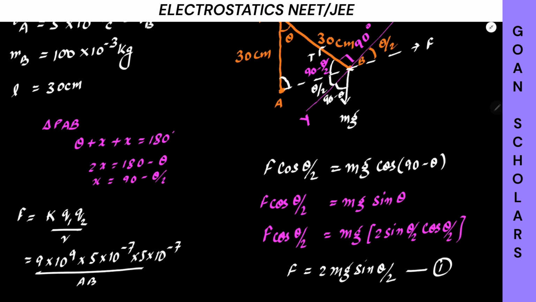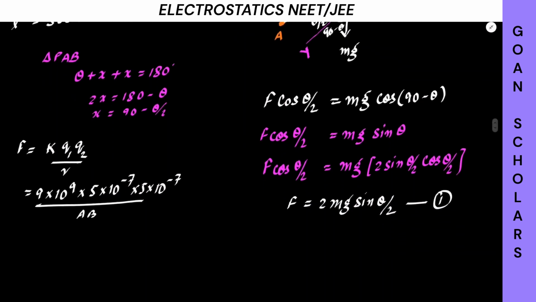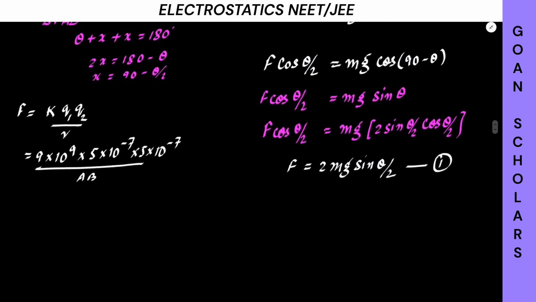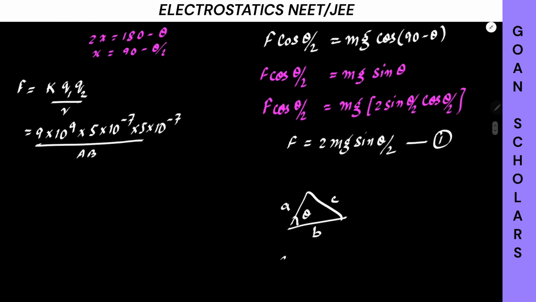Clear? So AB we can find by using our law of cosines from triangles. What is law of cosines? Let me do it here, and I'll erase it later on. If you're given any triangle with this angle theta, and this is C, this is A, this is B, pay attention: C square will always equal A square plus B square minus 2AB cos theta.